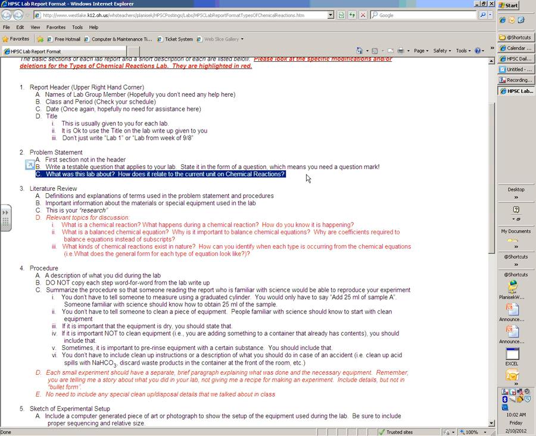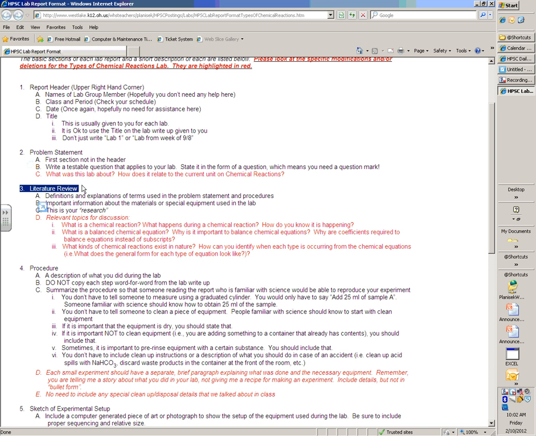Okay? But for this part, for the problem statement, I want you to look at the big picture. Like, what was the lab about totally? Not necessarily each individual part. What was the whole lab about? Okay. All right, next section, literature review.